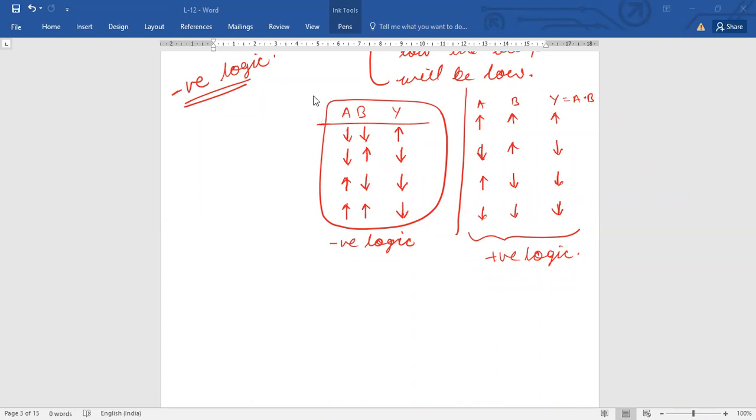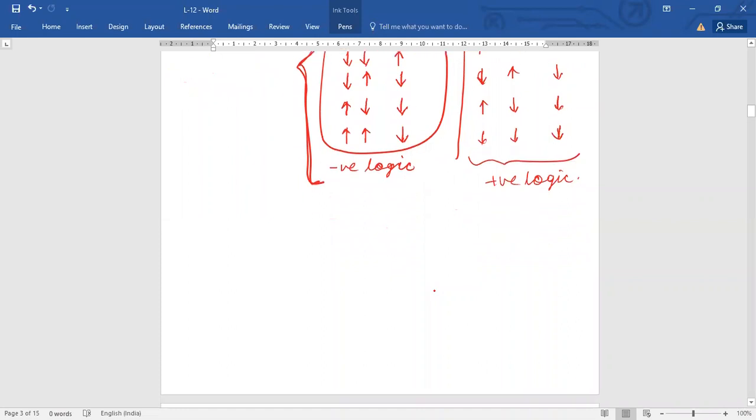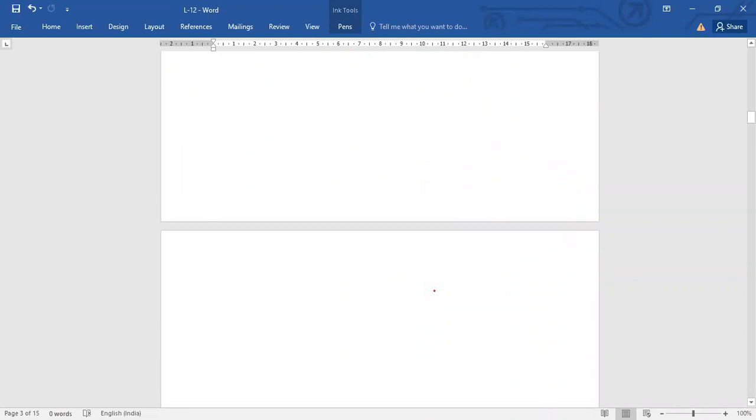Okay, so we will see this negative logic again in the next class. ठीक है? So there is some doubt to me also. Okay, so in the next class I will clear that. So let us move forward.